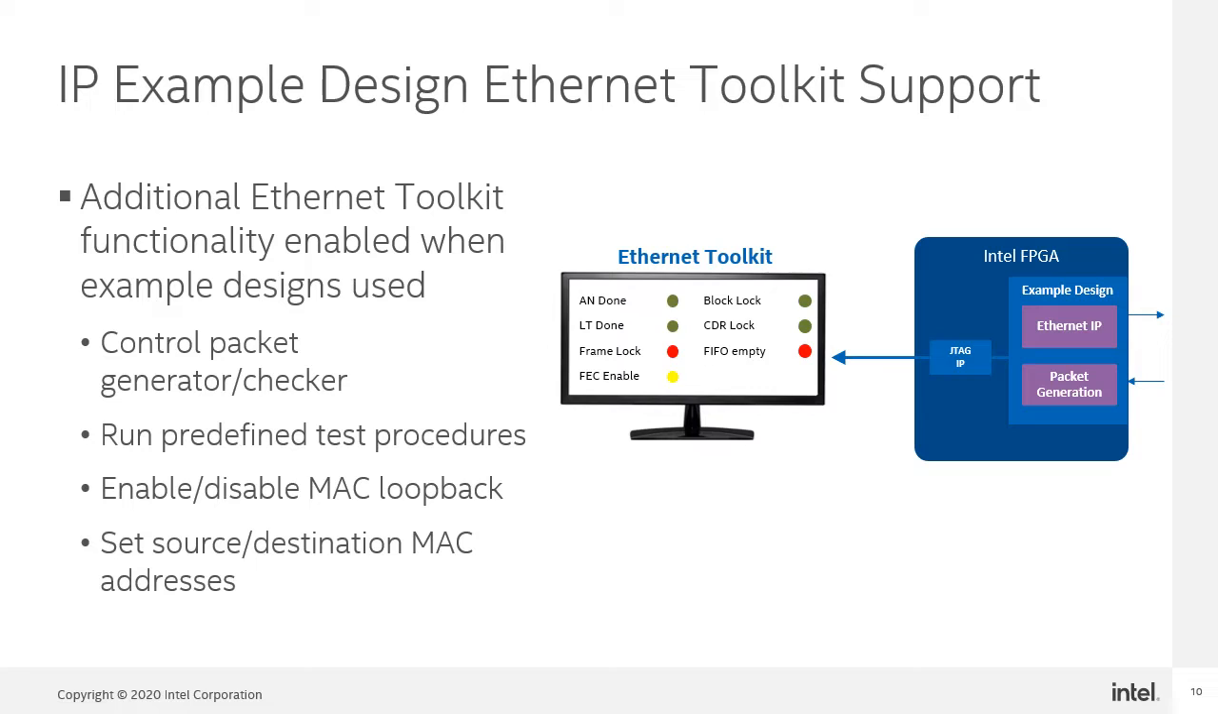When you generate the example design for your Ethernet IP core, its registers are also exposed to the toolkit. This means that additional features and functionality in the example design can also be controlled by the toolkit. With the example design, you can enable and disable the example design's packet generator. You can launch predefined testing procedures.